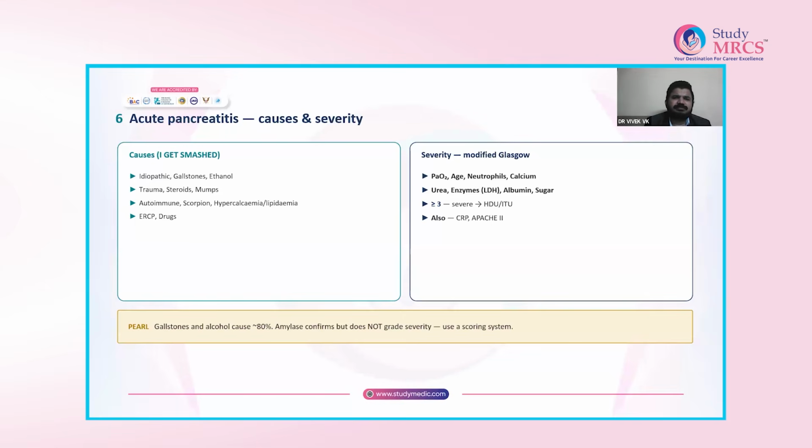Among these, the gallstone and alcohol are the commonest causes of acute pancreatitis. You can check the blood levels of amylase and lipase. Lipase is more specific in the context of acute pancreatitis, but it doesn't grade the severity of the disease. So you can use some scoring system like the modified Glasgow or Ranson or APACHE II scoring systems.